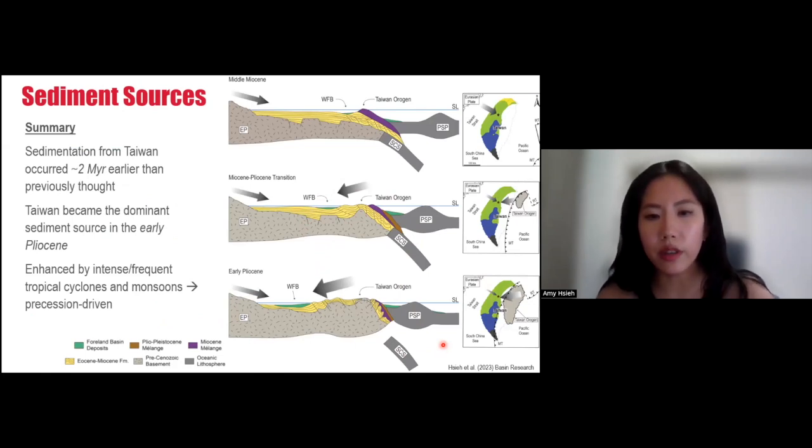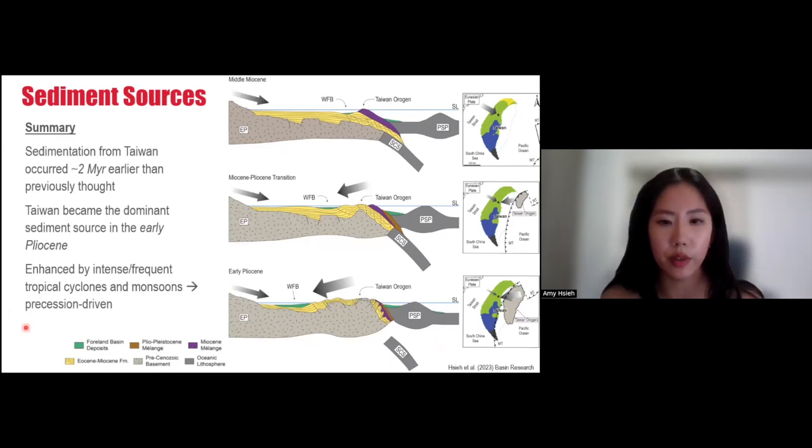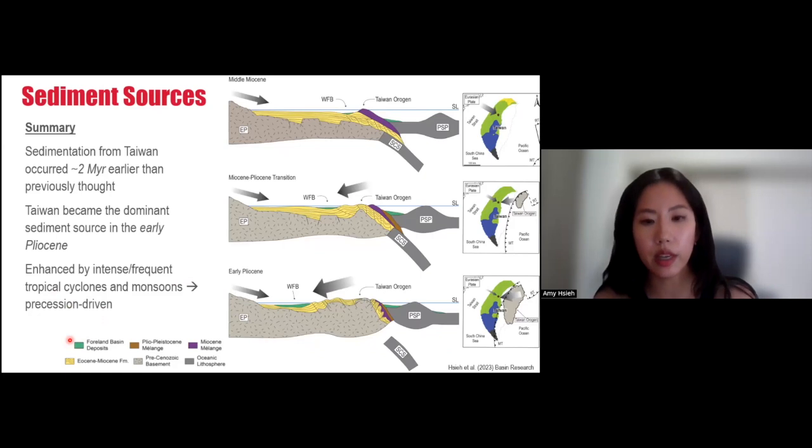And this huge influx of sediment was likely delivered by more intense tropical cyclones and monsoons in the Pliocene. And at low latitudes, these processes are affected by the intensity of summer insolation, which is driven by precession. So theoretically, given that sediment in the Western Foreland Basin is sourced from Taiwan and delivered by precession-driven processes, we should expect orbital cycles to be preserved in the strata of the Western Foreland Basin.